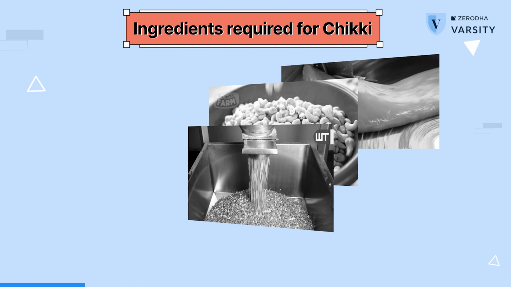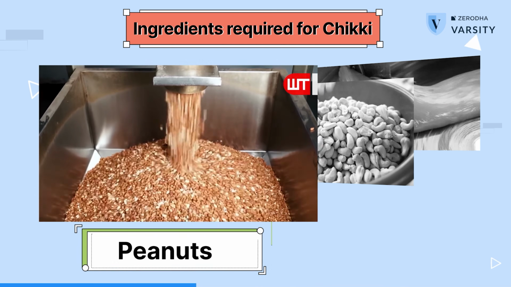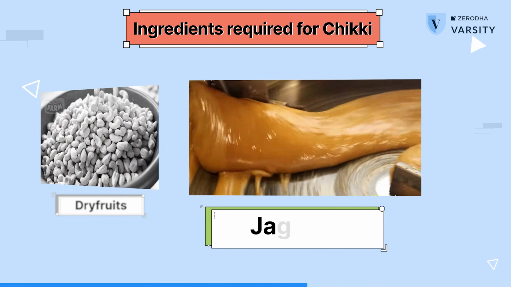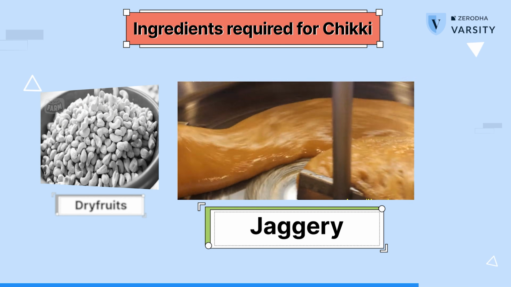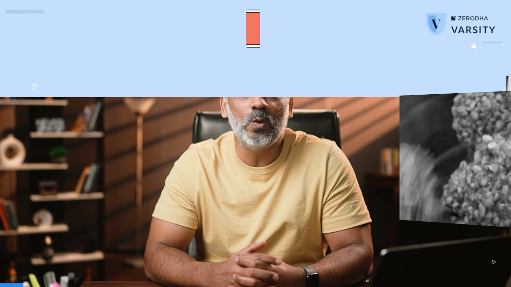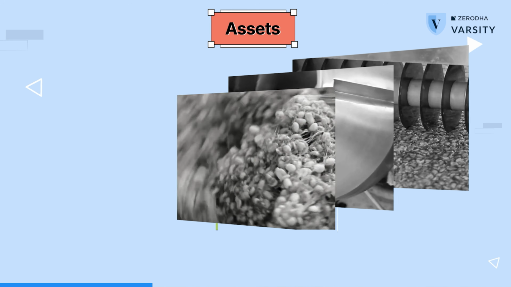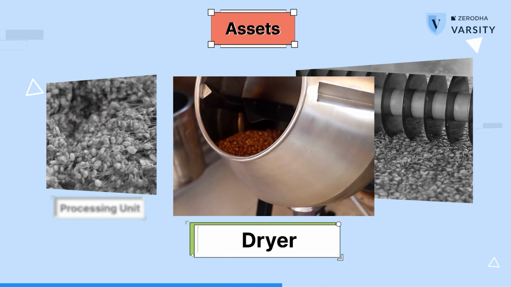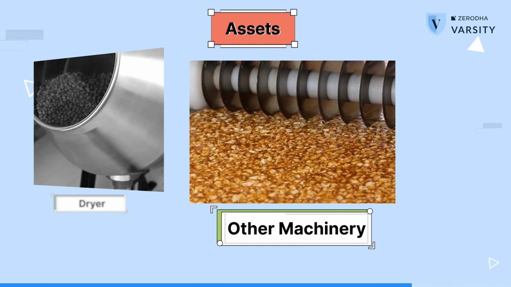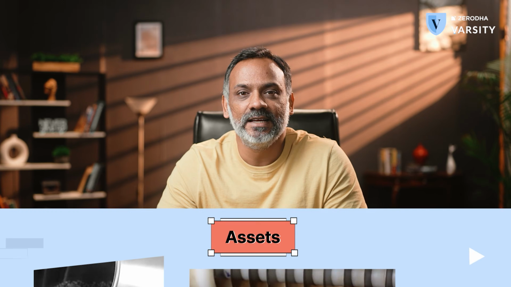In the context of this business, the ingredients required to make these chickies, be it peanuts, dry fruits, or the jaggery, have to be sourced from suppliers. Once sourced, these supplies become the current assets of the company. The business, as you can imagine, will also own other assets, be it a processing unit, maybe a dryer, and other machinery. These too are assets of the company and are considered long-term assets.